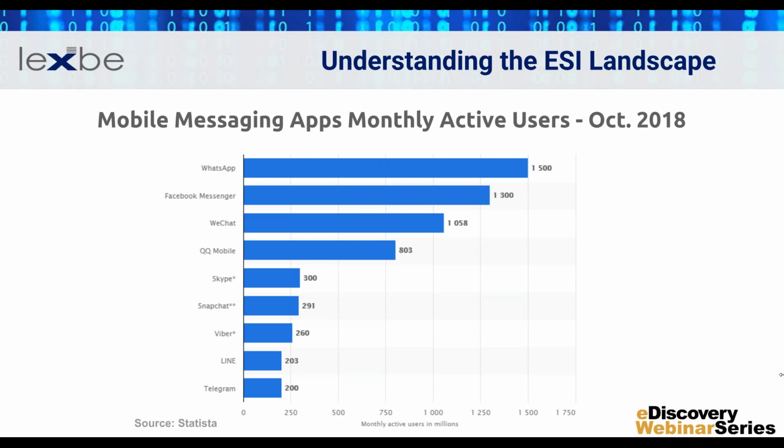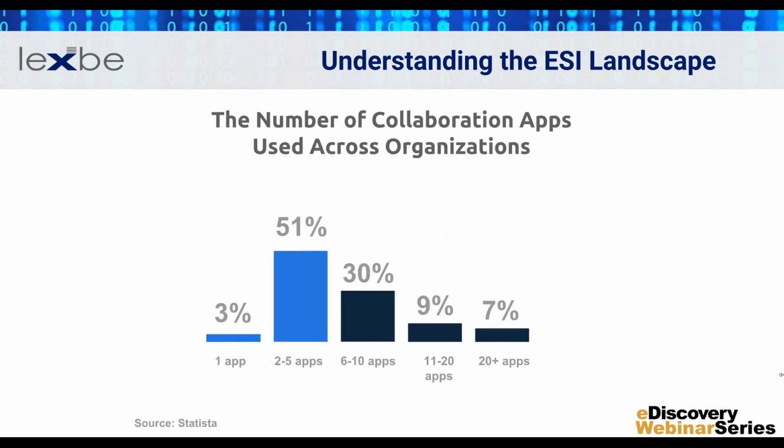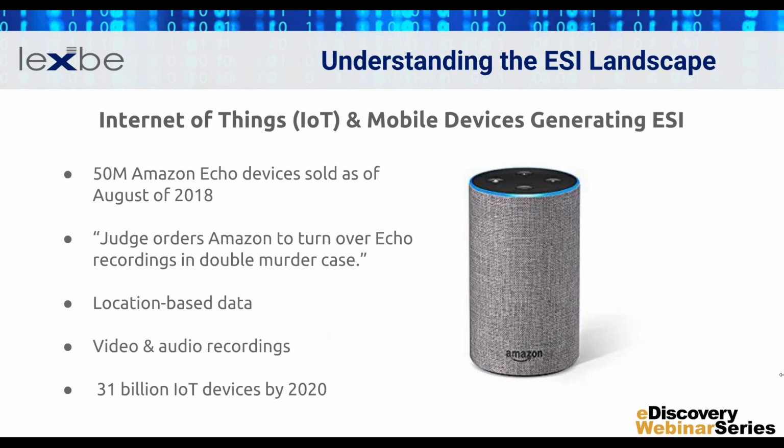And then the last thing I wanted to discuss before I turn it over to Gene is the impact of IoT, or the Internet of Things, in mobile devices that automatically generate ESI. Depending on the nature of your matter, you might want to consider these sources of ESI. Not only are there more than 50 million Amazon Echo devices in market, but the capabilities of the AI platform continue to expand and continue to store billions of records. There have been several criminal cases to date where Amazon has turned over relevant records.